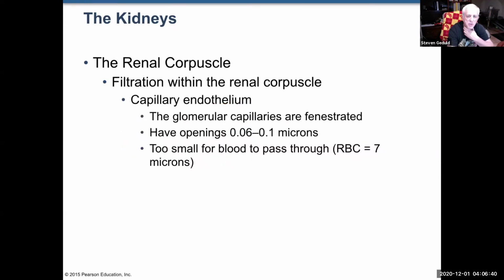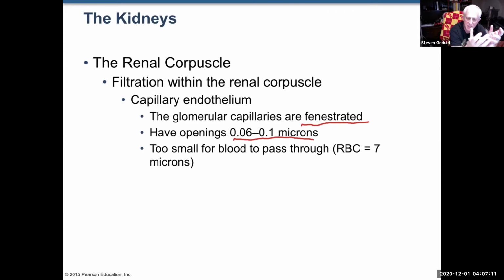Okay, so filtration within the renal corpuscles, the capillary endothelium. Glomerular capillaries are fenestrated. Fenestrated means what? Fenestrated means it has small holes. They're not continuous. So a fenestrated capillary is one that has holes or spaces or gaps. The openings are about 0.06 to 0.01 microns. Okay, that's too small for a red blood cell to pass through. We don't bleed into them.